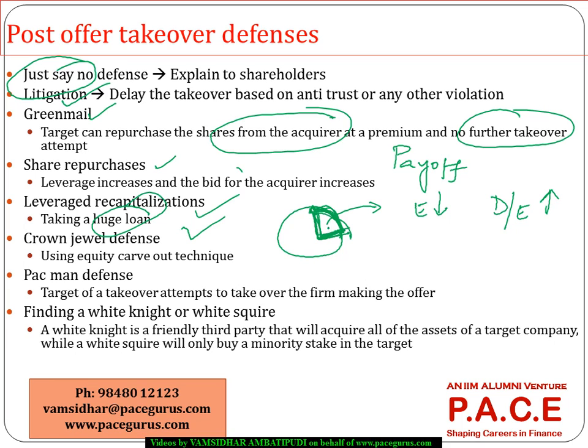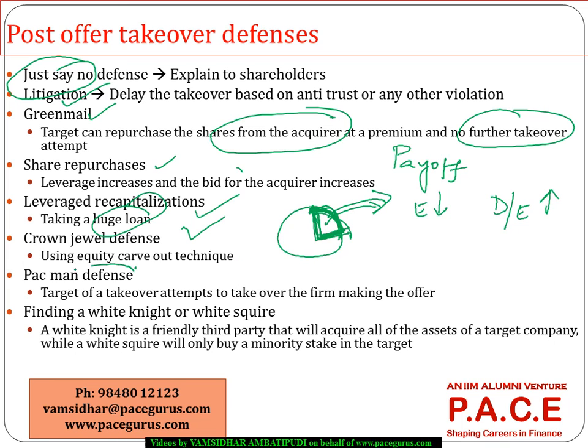In that case, what could happen? The potential acquirer may back out, saying that the key business of the company is lost. So if this is the key core business, by selling this to someone else, what is the point in acquiring this company? So that is how the post-offer takeover defense can come into picture.